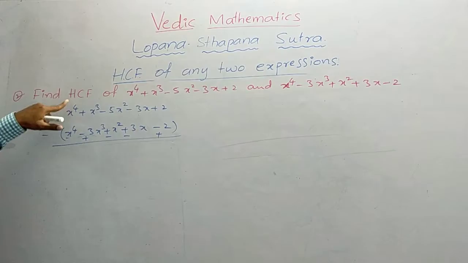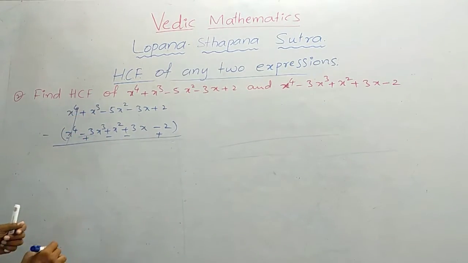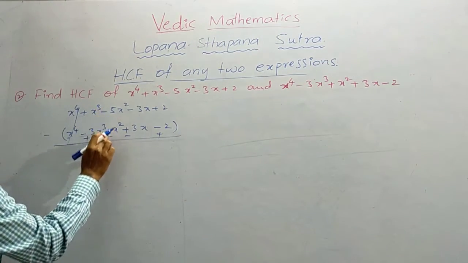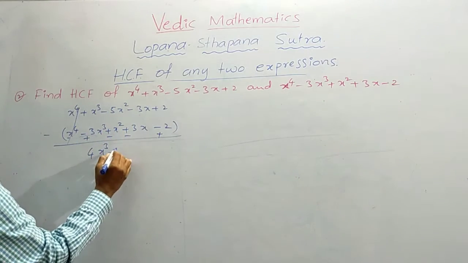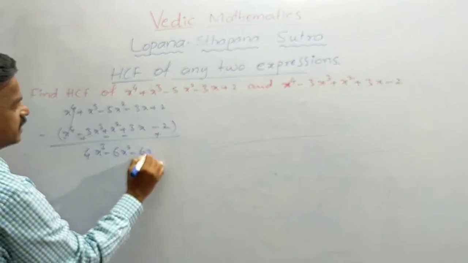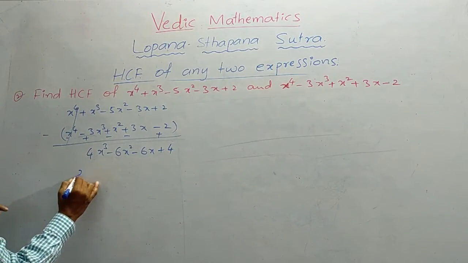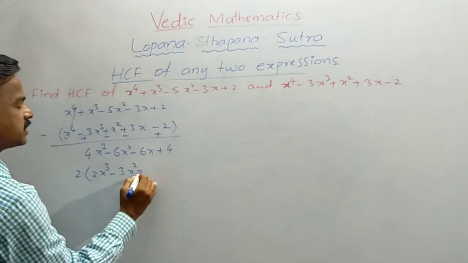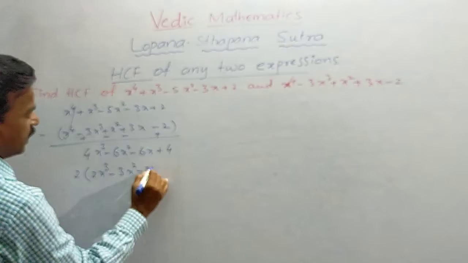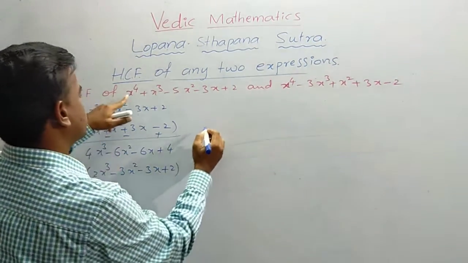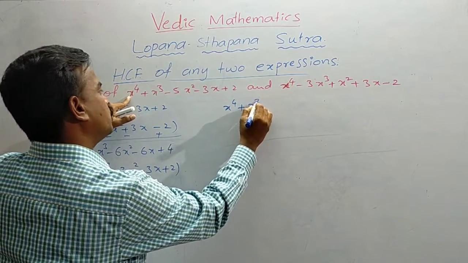Okay, x to the power of 4 minus x to the power of 4 gets cancelled, 0. x cube plus 3x cube is 4x cube, and both are minus here, minus 5x square minus x square is minus 6x square, and here both are plus, so plus 4x. Okay, we can take common 2 here: 2x to the power of 3 minus 3x square minus 3x and plus 2. This one came.